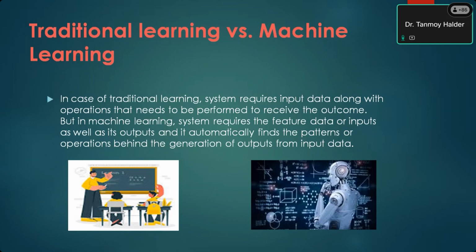But if you convert this example in terms of machine, then what will happen? I will give the machine the input variables A and B, with the values 2 and 3, and I will give the desired output. I want 5. Then the machine will automatically calculate whether it has to do subtraction or multiplication or addition, whatever, to get the result. This is the difference between traditional learning and machine learning.